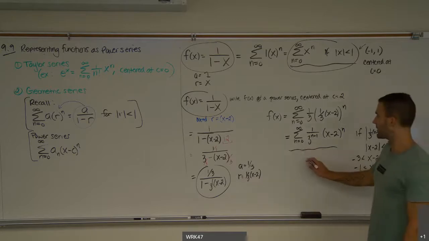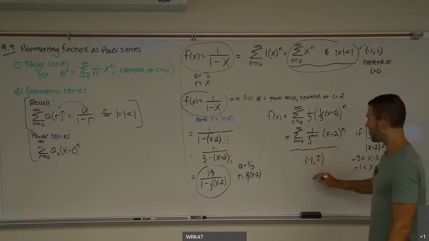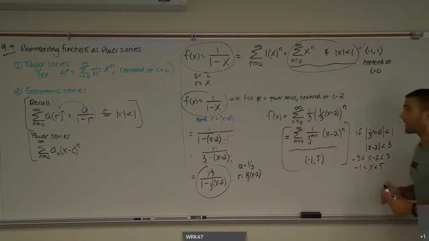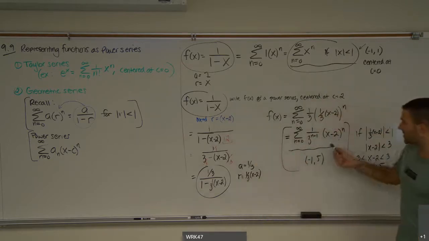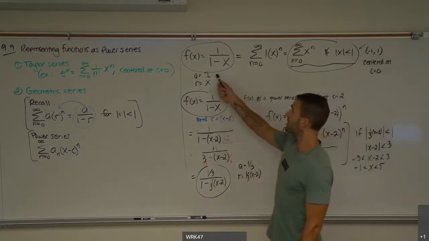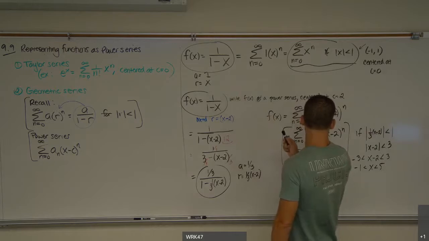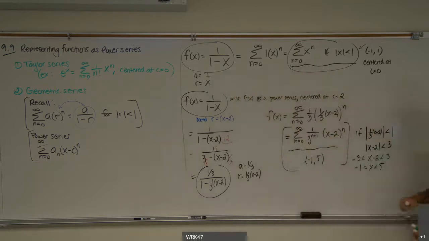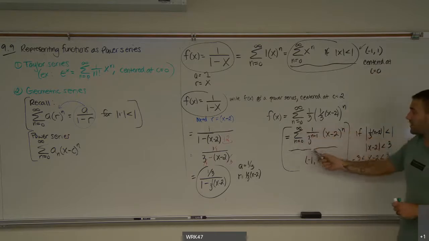And so this is a representation on the interval negative 1 to 5. So 1 over 1 minus x, this function is equal to this power series on the interval negative 1 to 5, where this function is equal to this power series on the interval negative 1 to 1. So instead of negative 1 to 1, we have negative 1 to 5. Actually, this interval is a little larger, right? So this is actually a better representation to use.